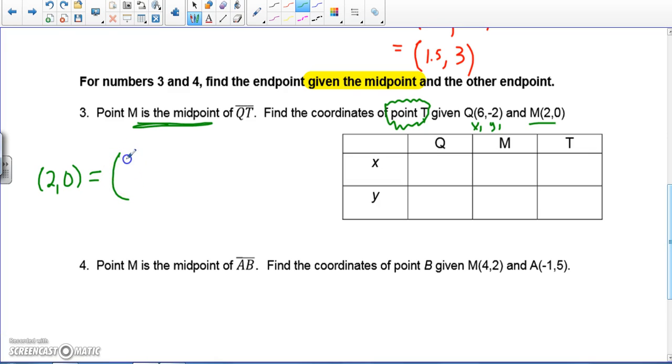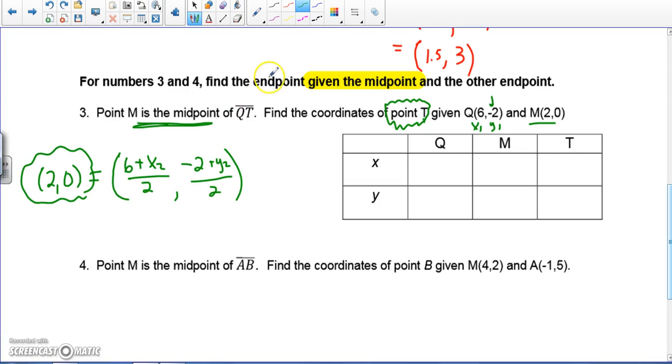So what we can do is write 6 plus x2 over 2, and then y1, which is negative 2 right there, plus y2 over 2. And now you can just kind of guess and check and start plugging in numbers to see what gives you the right answer. I would recommend against doing it that way.